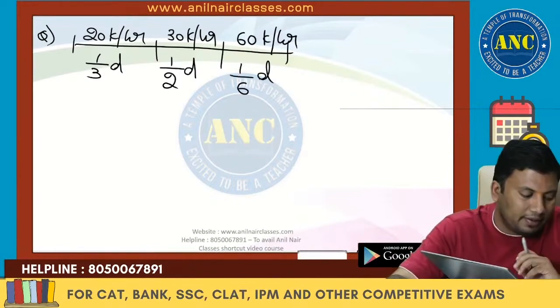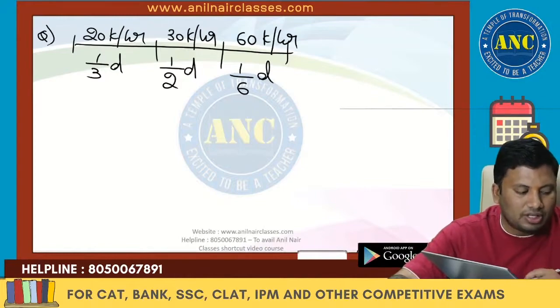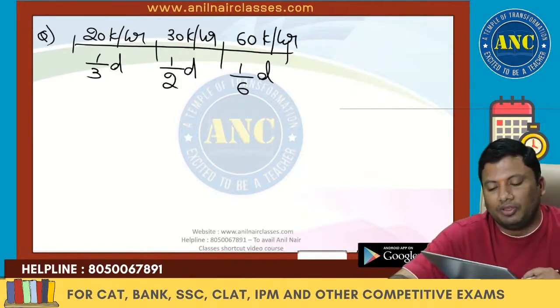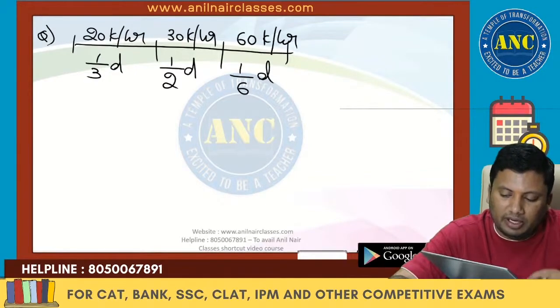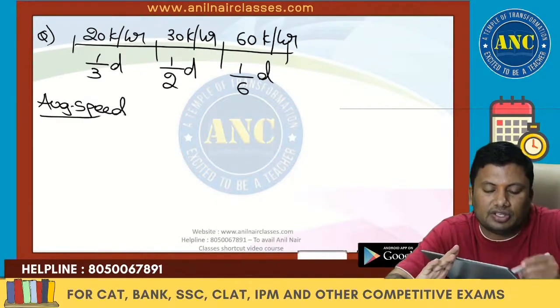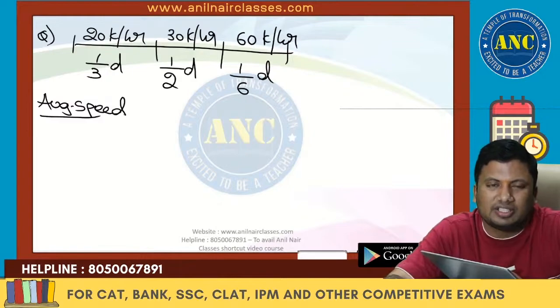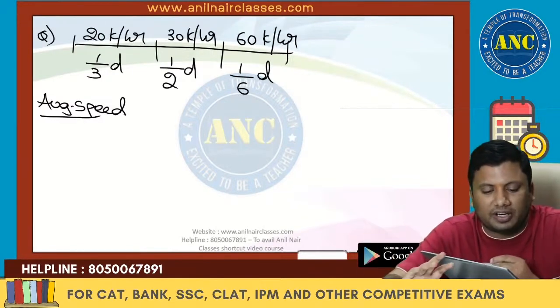1/6 of D. Please write down: 20 kilometers per hour for 1/3 D, 30 kilometers per hour for half D, 60 kilometers per hour for 1/6 D. Average speed. That weighted average will work for 2 quantities. For 3 quantities, some changes need to be done, so I will park that for some time.